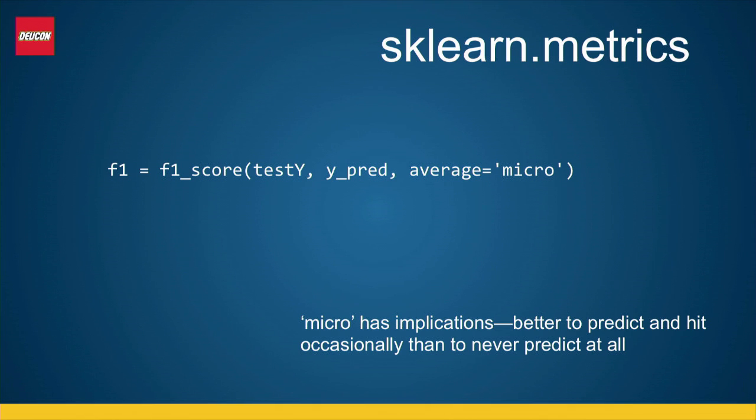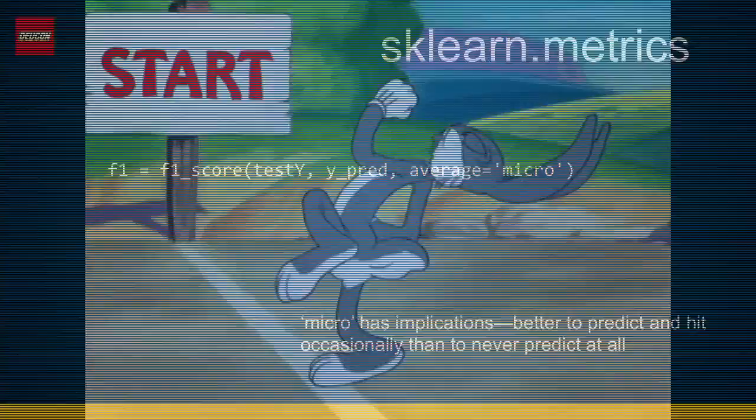So average equals micro. Micro has some implications, which I'll talk about a little bit. But the basic implication there is, rather than not make any prediction at all, you're better off making a prediction, because it'll either improve your recall or your precision or both, and that will contribute to the overall score because you're averaging your F1 scores across this entire set. So if you have a lot of zeros in there because you didn't predict, that's not going to make your F1 score go up. So you really want to predict something if you can.